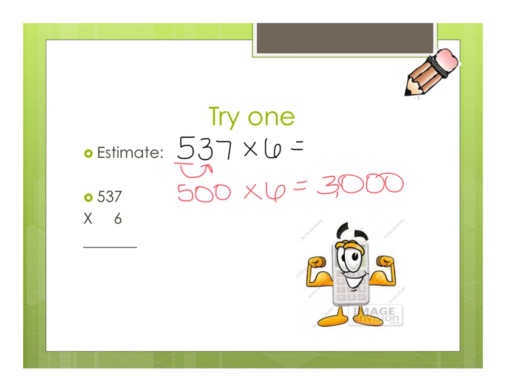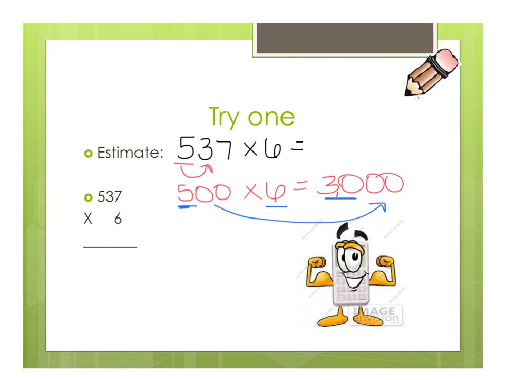It's a 5. The 2 digits behind it should have turned into zeros, and our second factor of 6 should have remained the same. Then using basic facts, 5 times 6 is 30. Bring over those 2 zeros. Your estimate should be 3,000.